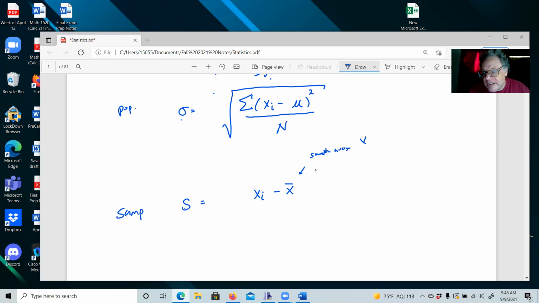Okay, it is pronounced X bar. And so X bar, sample average. Square them, add them up. We're not going to divide by big N though. We're going to divide by little n, right? That's the number of things in our sample. It's little n minus 1.